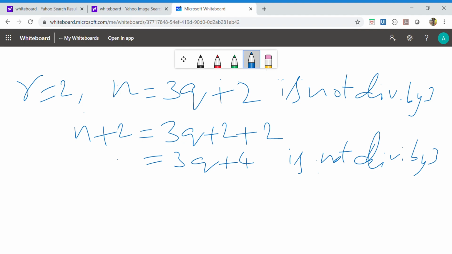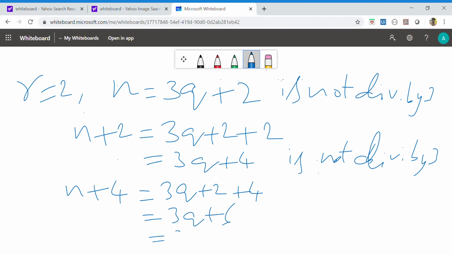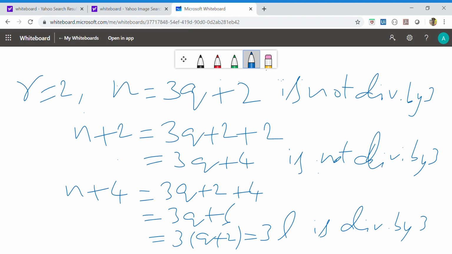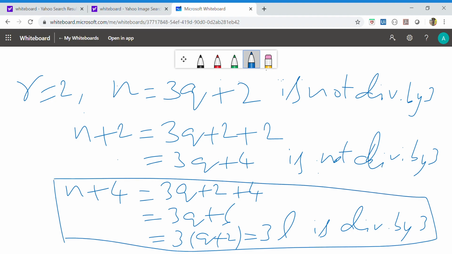Now we have to check for n plus 4. n is 3q plus 2, added by 4, it becomes 3q plus 6. And 3 is common: 3 into q plus 2. So 3 into some integer is divisible by 3. So according to the question, out of those 3, one and only one is divisible by 3. So here n plus 4 is divisible by 3 if r is equal to 2. So what is the conclusion finally? One and only one out of n, n plus 2, n plus 4 is divisible by 3, where n is a positive integer.